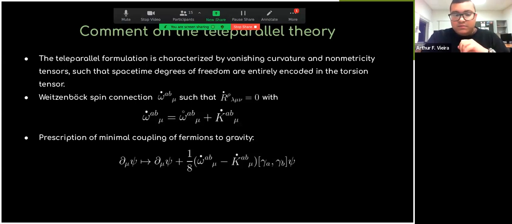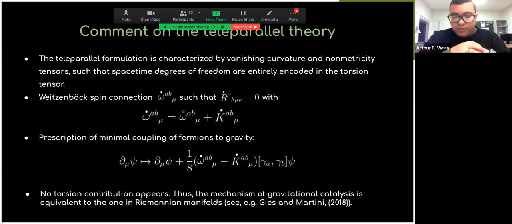But if you look at the above equation, the combination is just the usual Levi-Civita spin connection, the torsionless spin connection. So essentially, the minimal coupling will be the standard Riemannian minimal coupling procedure. So in this sense, no torsion contribution appears if you want to study the fate of chiral symmetry in the teleparallel formulation. And ultimately, the mechanism of gravitational catalysis is equivalent to the one in Riemannian manifolds, and which I cite here once again the work by Holger and Martini and Ricardo.